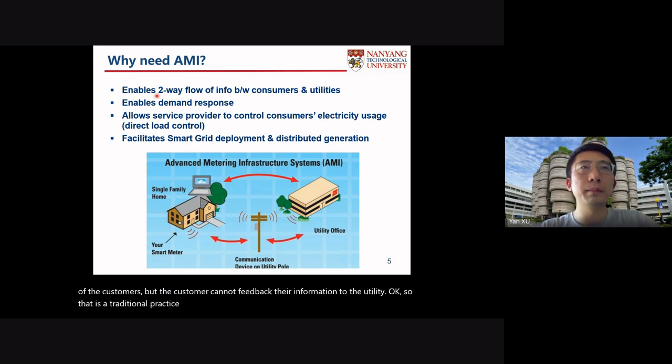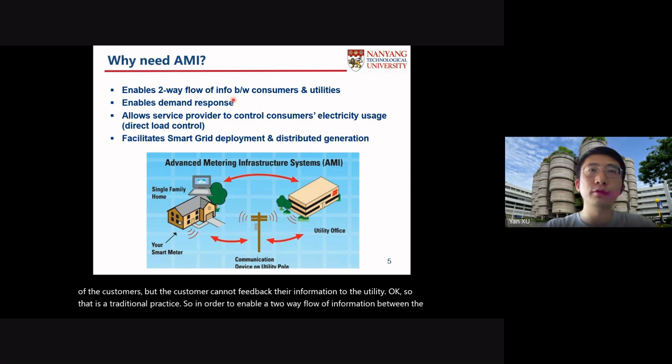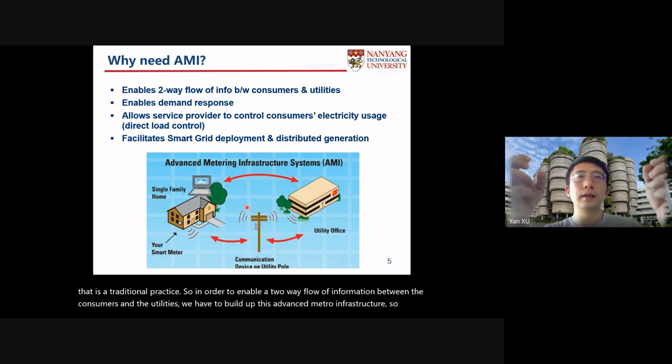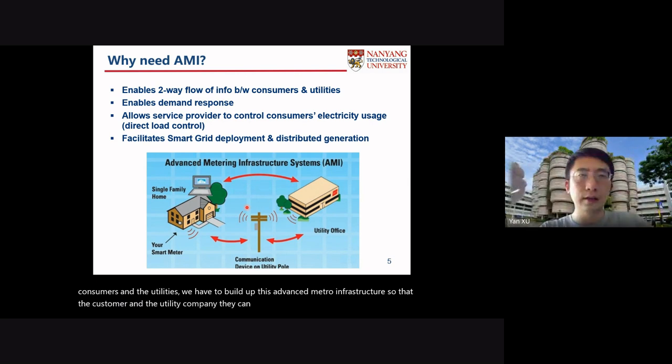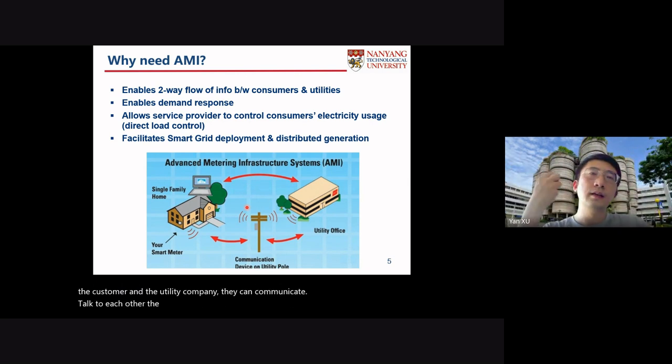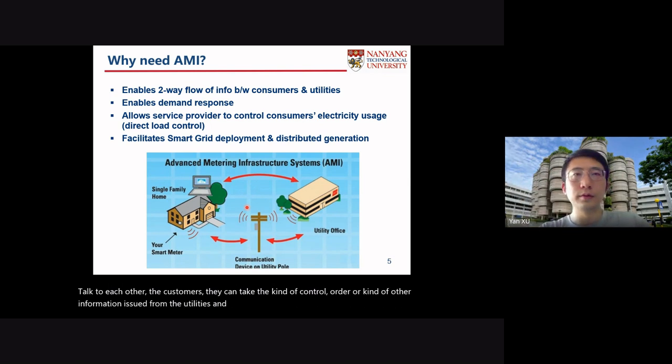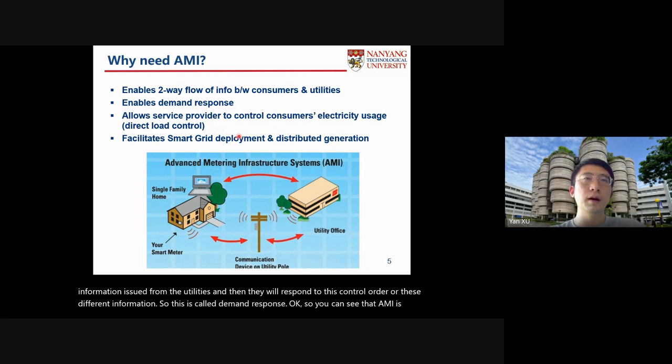So in order to enable a two-way flow of information between the consumers and the utilities, we have to build up this advanced metering infrastructure so that the customer and the utility company can communicate, they can talk to each other. The customers can take the control orders or other information issued from the utilities, and then they will respond to these control orders or different information. So this is called demand response. Okay, so you can see that AMI is mainly to support demand response.